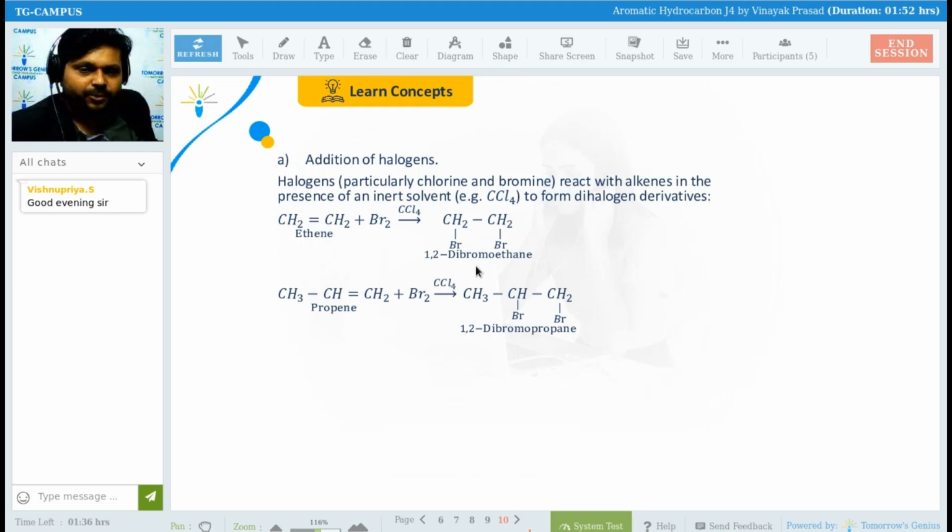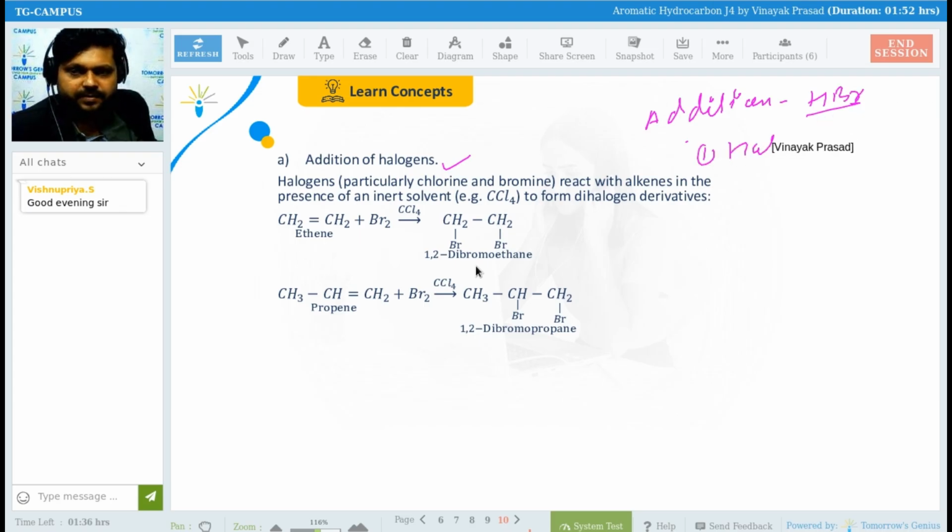Now, addition of halogen. We have seen the addition of HBr. Now we are going to see addition of halogen. Double bond is there, right? Br2 is there, so there are 2 Br. The double bond will break down. In the presence of CCl4, this 2 Br will join these 2 carbons.